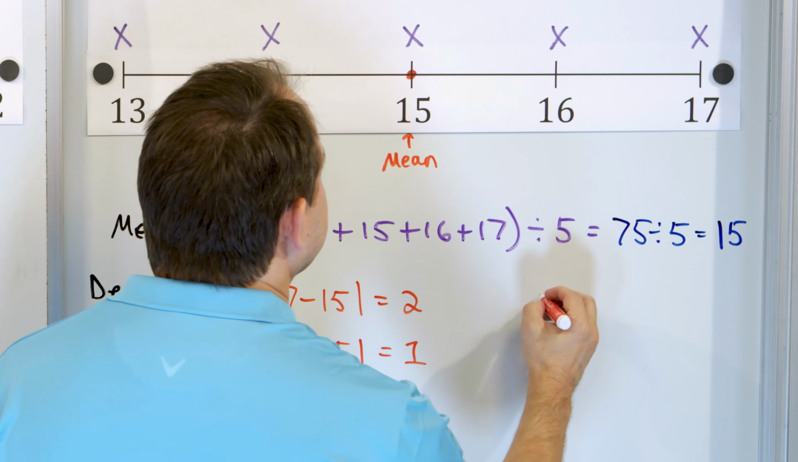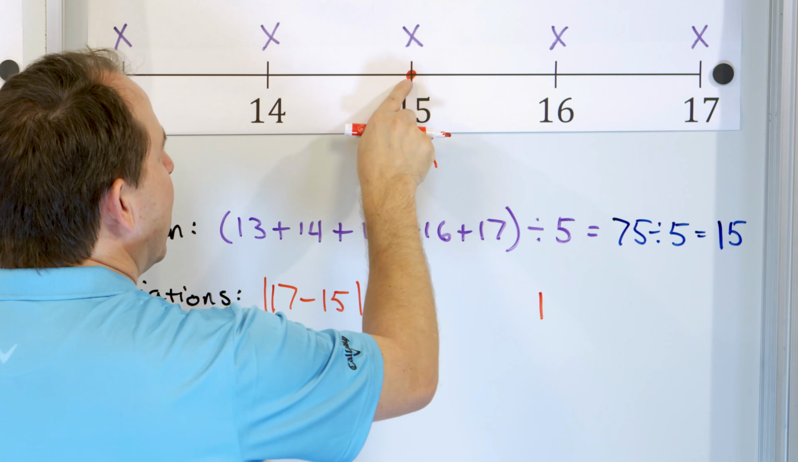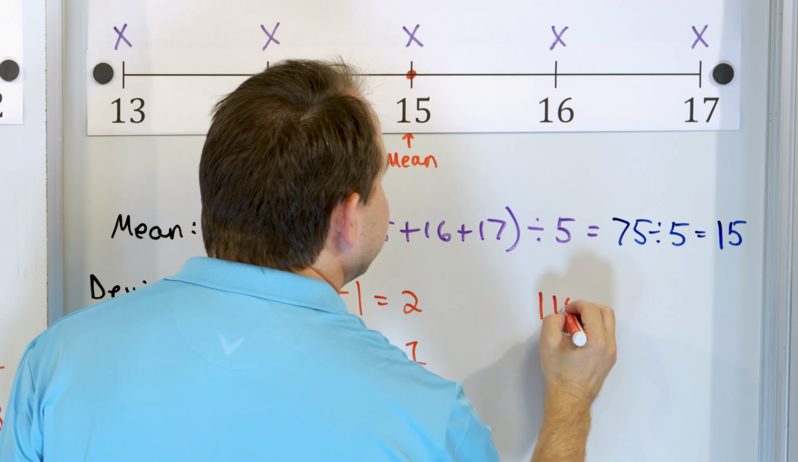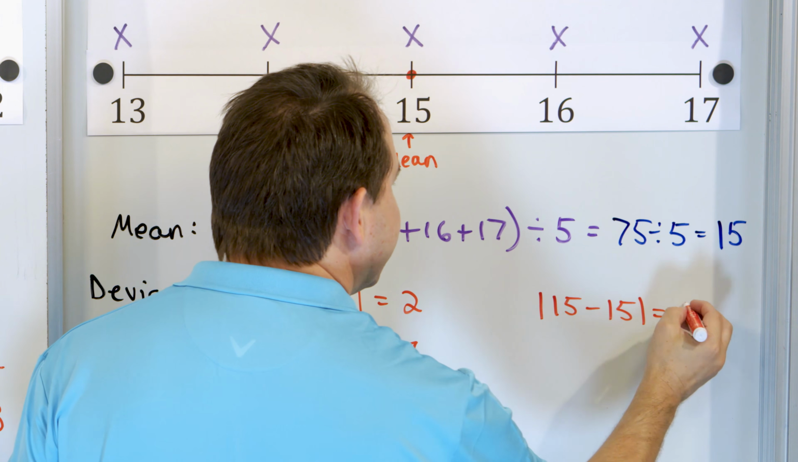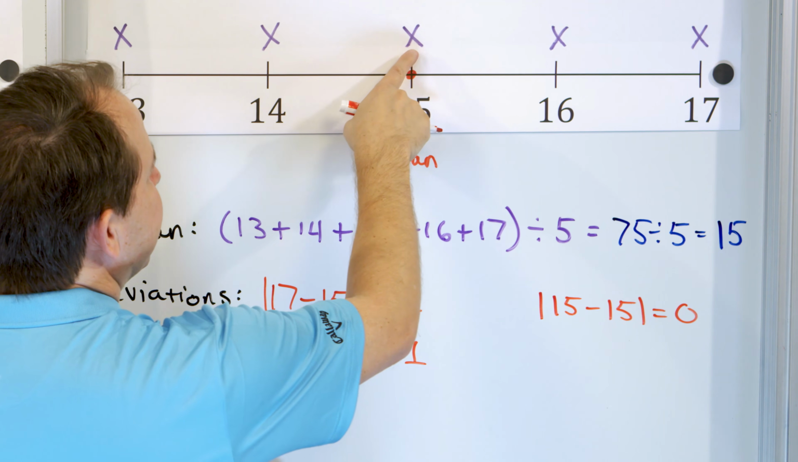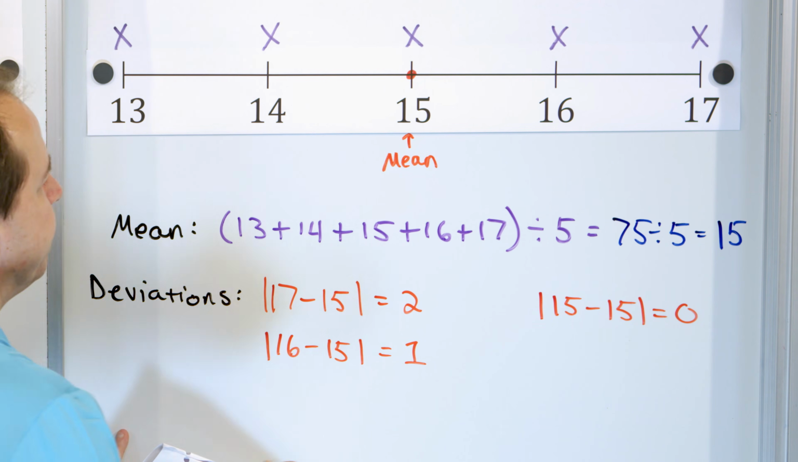All right, let's go over here. We have a data point right on top of 15. So it's 15, which is the data point, minus the mean, which is 15, which is 0, and the absolute value of 0 is 0. This just means this point is 0 distance units from the mean.